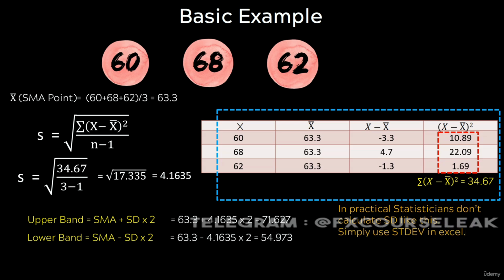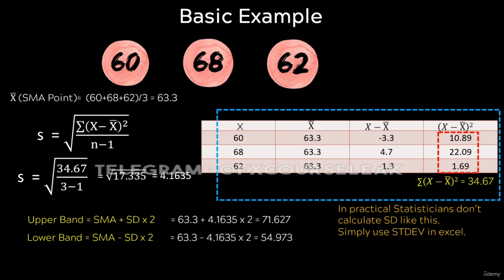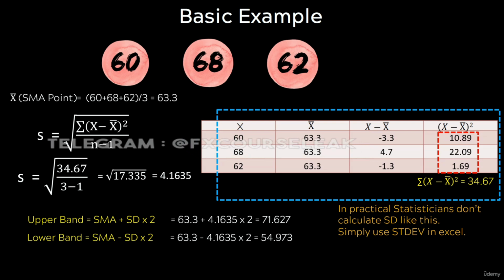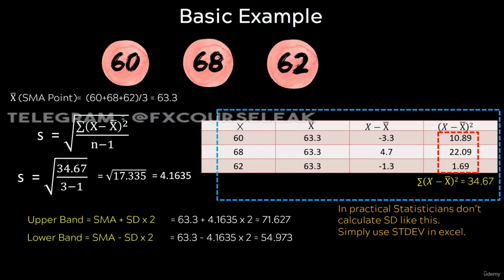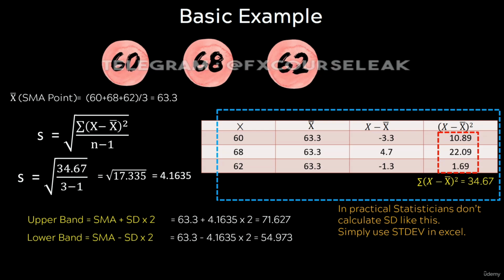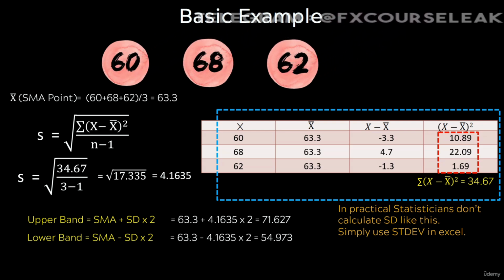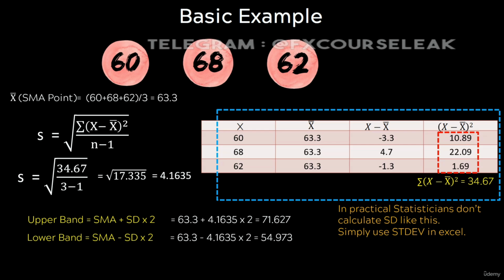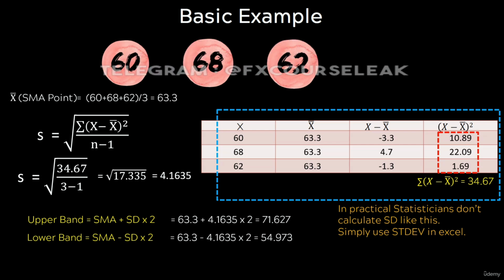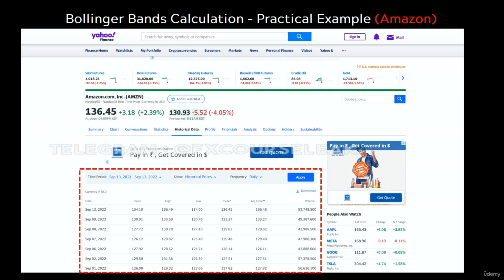Now in practical, statisticians never calculate standard deviation manually like we did in previous example. They simply use STDEV formula in Excel and get the standard deviation very easily. Later in the practical example, you will see the practical implementation of this formula. The first thing you need in order to calculate Bollinger Bands using spreadsheet is definitely data for any stock or security. Let's do it for the stock Amazon.